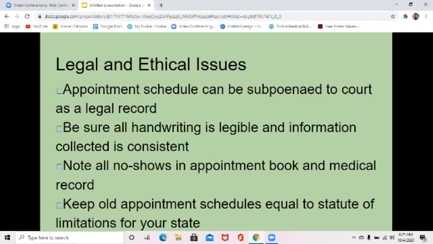Legal and ethical issues. So appointment schedules can be subpoenaed to court as a legal record. Be sure all handwriting is legible, and the information collected is consistent. Note all no-shows in appointment book and medical records. Keep an old appointment schedule.